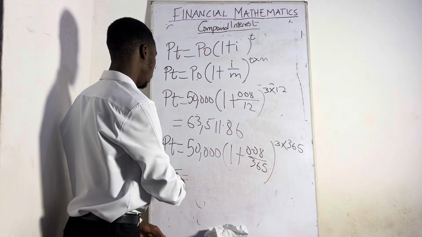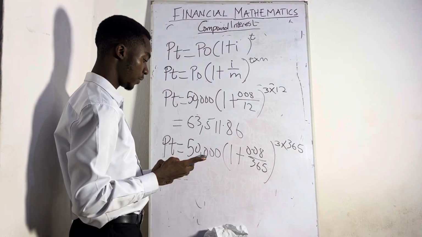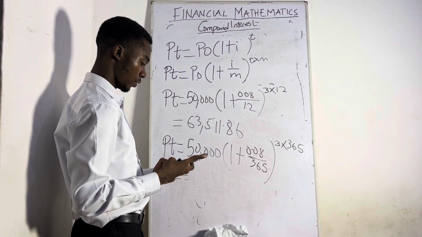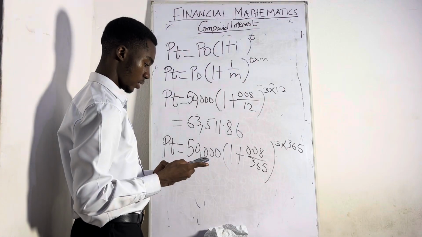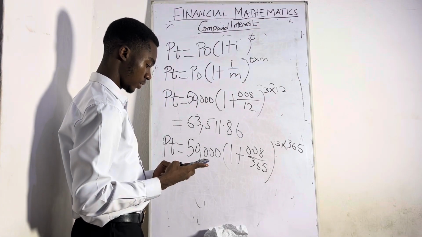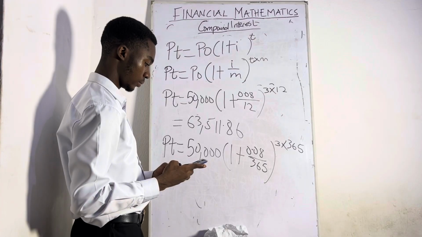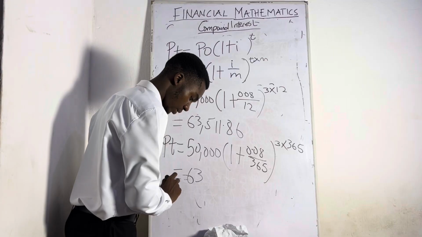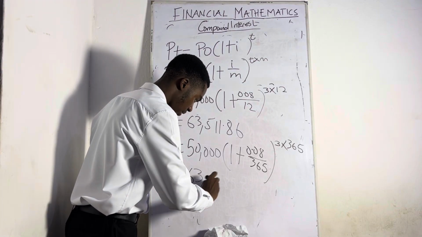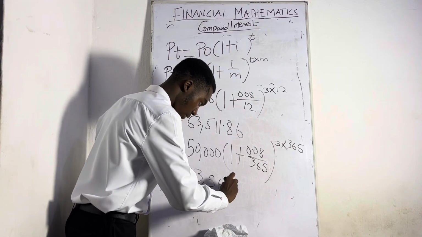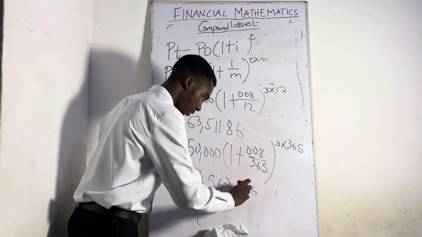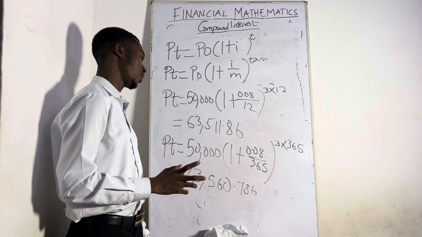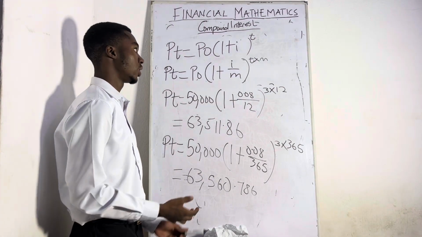So you can punch all this on the calculator and see what you get. So we have 50,000 into brackets 1 plus 0.08 over 365 exponent 3 times 365. So you're getting 63,560.786. So when this is compounded daily, this is what you are getting: 63,560.786 cedis. You get it? So that's how we go about it.